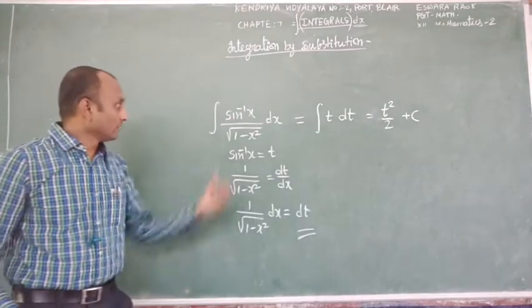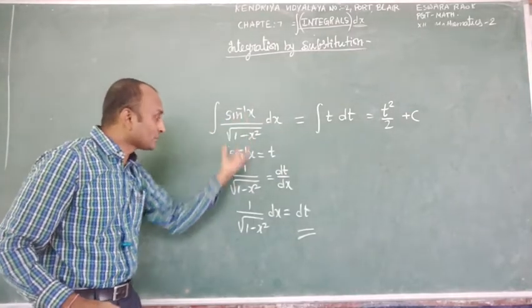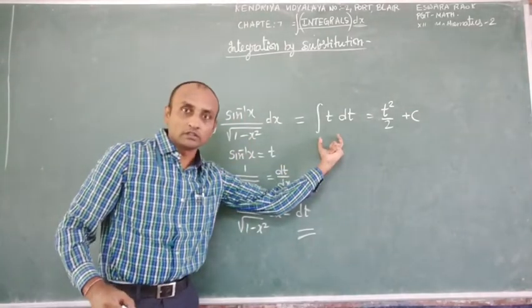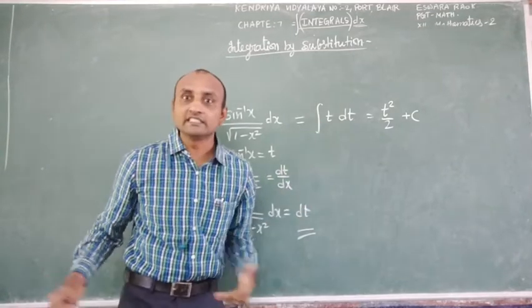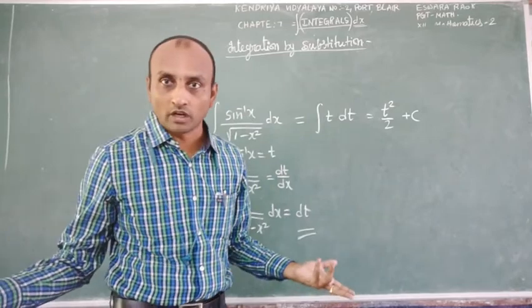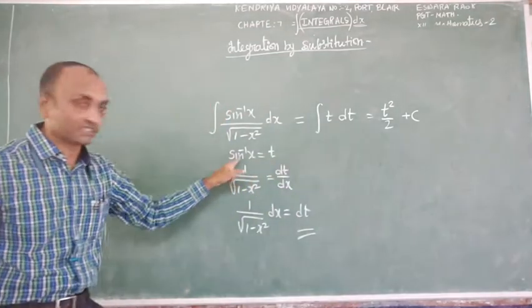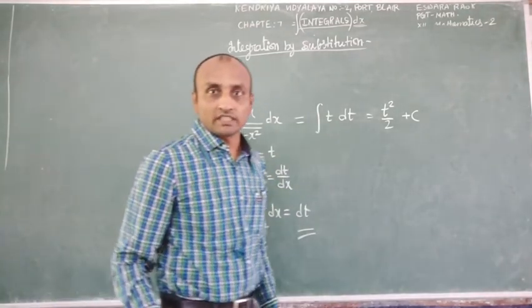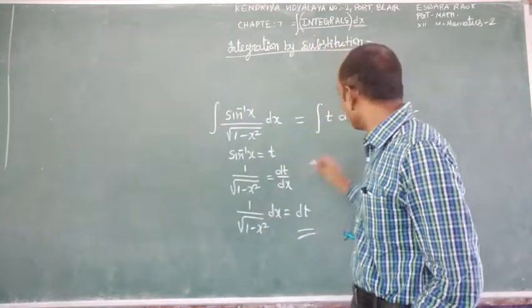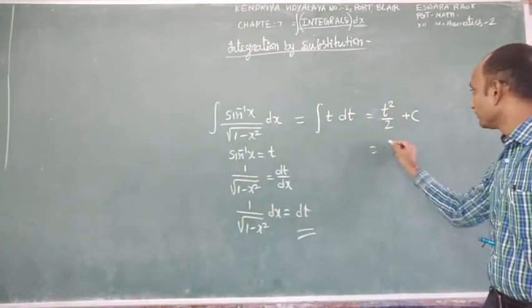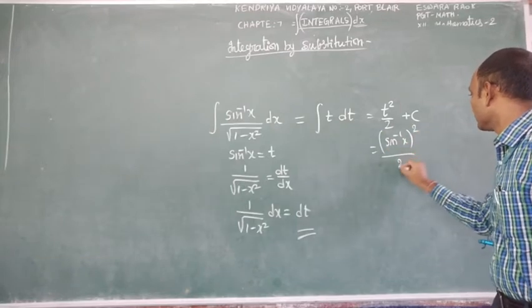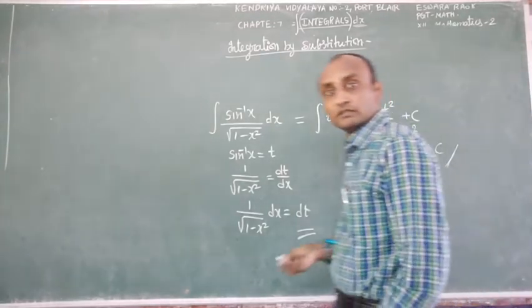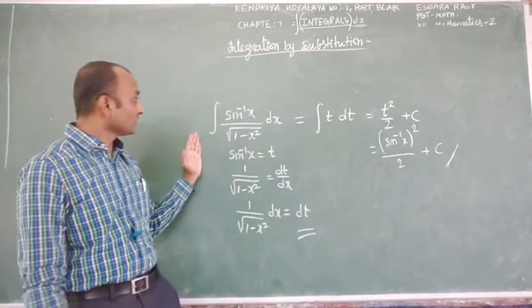See, this one I can't integrate directly. By substitution, I make it very simple. When t has come, the integration of t is t squared by 2. Problem solved. What is the t substitution? Sine inverse x was taken as t. Substitute it back. So this will become sine inverse x whole square by 2 plus c. Done. That's all. So that is the integration of this expression.